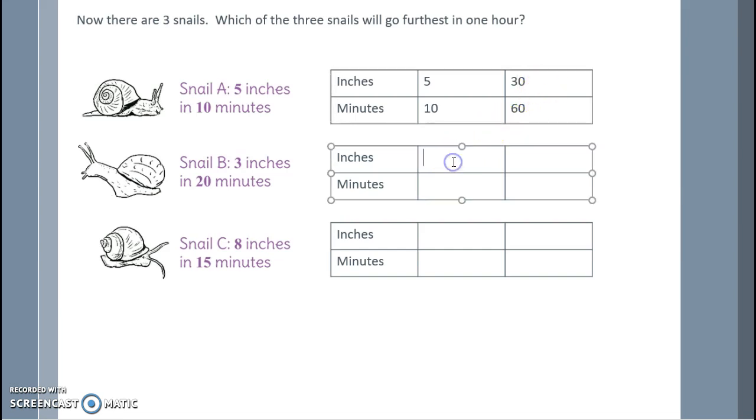Snail B can crawl 3 inches in 20 minutes. We're again particularly interested how far they can go in 60 minutes or 1 hour. 20 times 3 gives me 60. So 3 times 3 gives us 9. So far, snail A is truly winning. Snail C. Snail C can go 8 inches in 15 minutes. Again, we want to know how far they can go in 60 minutes. 15 times 4 gives me 60, so 8 times 4 is 32. It appears as if snail C will win the race.